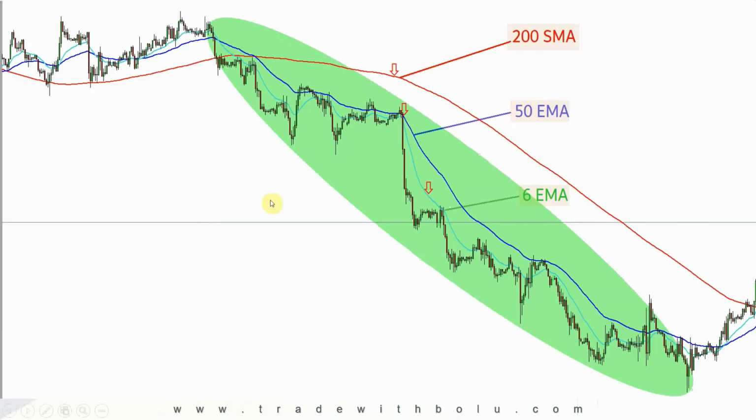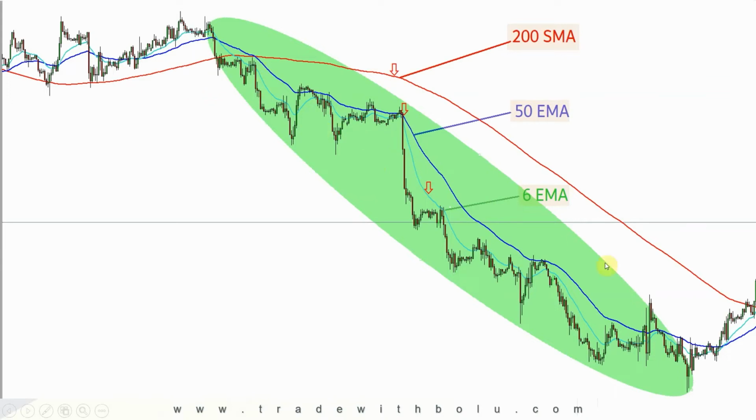This is another example of a sell bias, where you have the moving averages act as a support. First this was a support, it broke, it became a resistance, and then you can see how it supported the downtrend all along. So we have the 200 SMA, and the 50 EMA.